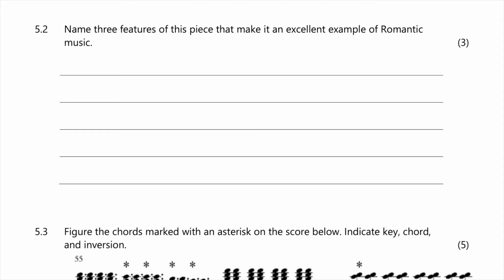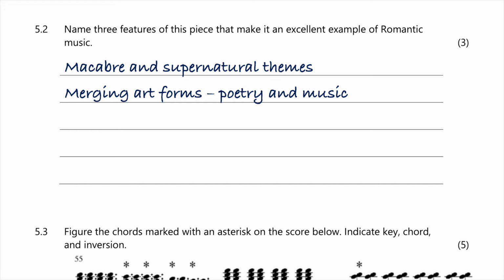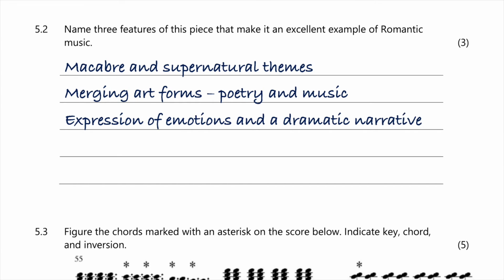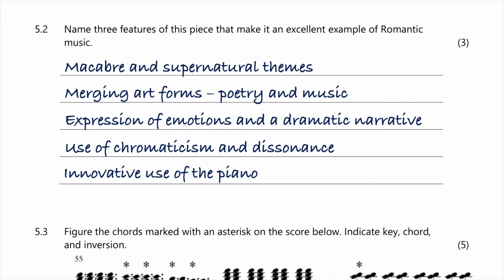So examples of romanticism that we see in this music are the macabre and supernatural themes, the merging of art forms. Here we've got poetry and music merging to create something so beautiful. We've got the expression of emotions and this dramatic narrative, which is a very romantic trait. We see a lot of chromaticism and dissonance in this piece. And then we also got the innovative use of the piano.